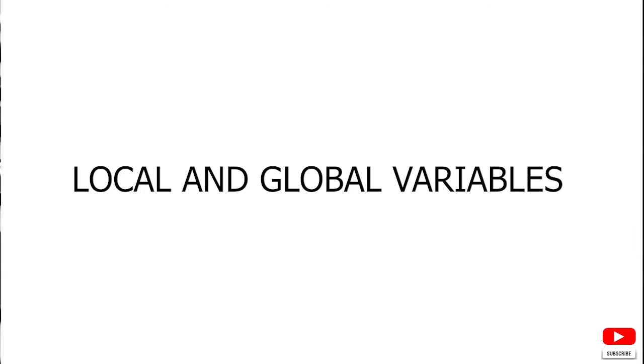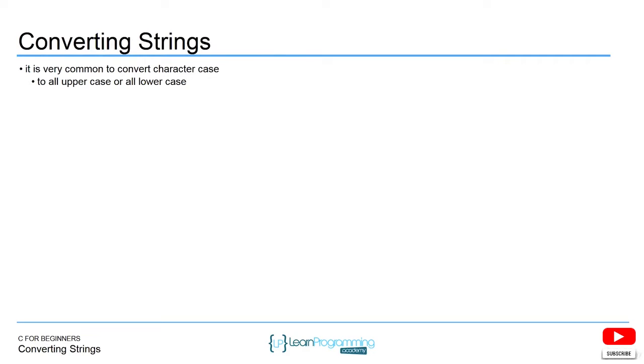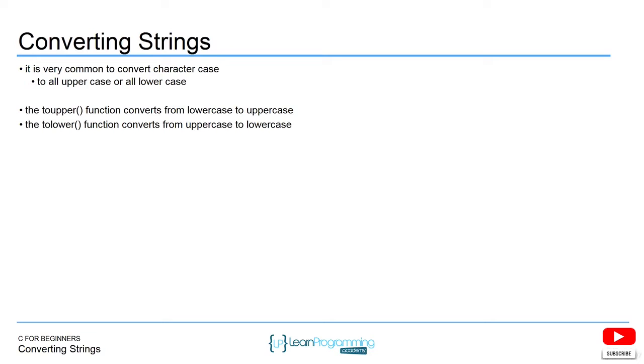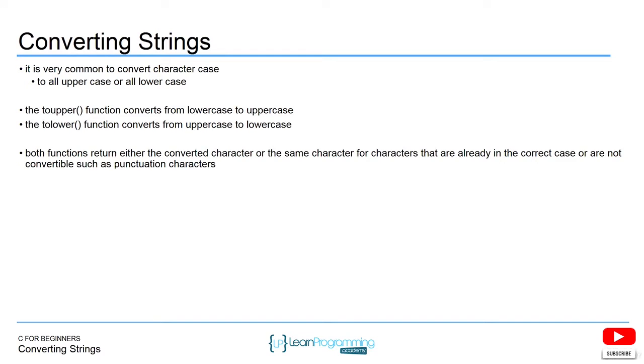In this lecture, I want to talk about converting strings, some more string functions. It's very common to convert character case, specifically, if you want to make your string all lowercase or all uppercase characters. Luckily, there's a toUpper function that converts from lowercase to uppercase and a toLower function that converts from uppercase to lowercase. So lowercase to upper, upper to lower. Both functions return either the converted character or the same character for characters that are already in the correct case, or are not convertible, such as punctuation characters.